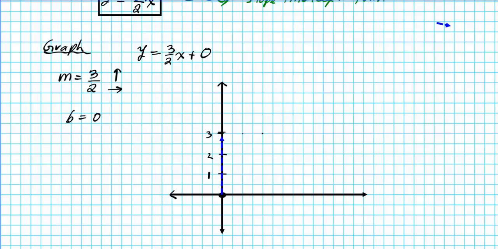So you rise 3 and run 2. Okay, that's our rate of change or slope, or m. All right, so let's go ahead and draw the line, graph the line through the given points.